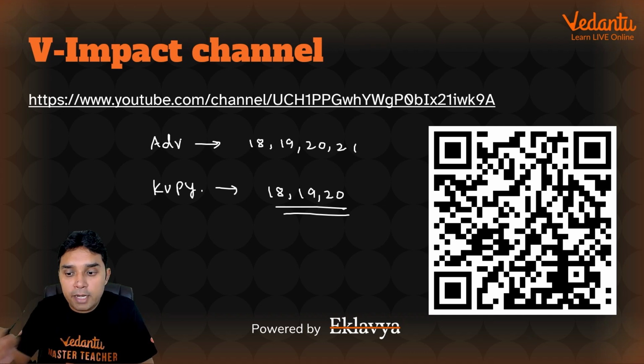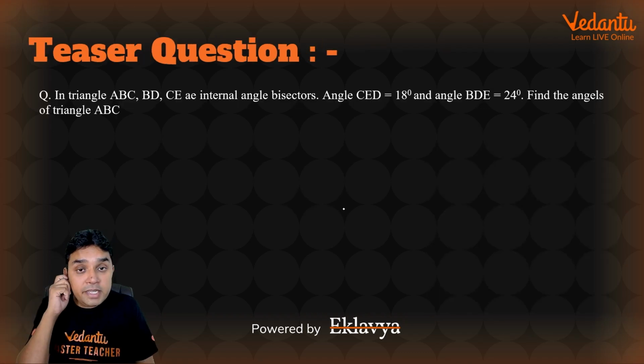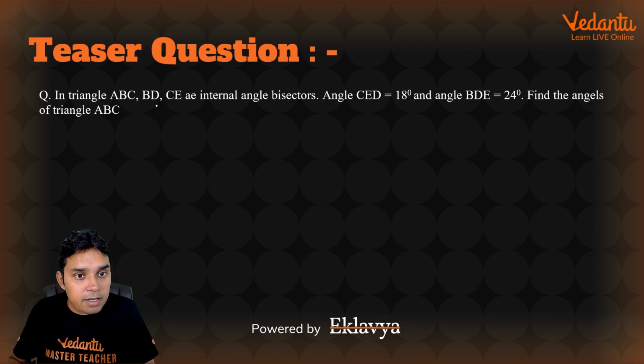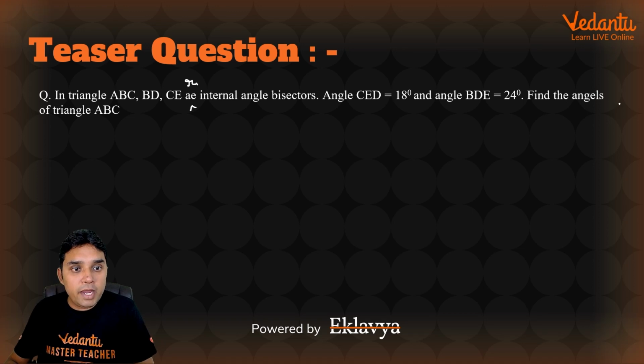So please explore that. Now coming to the teaser question. So what is the teaser question for this session? It is in a triangle ABC. You are given that BD and CE are internal angle bisectors, and angle CED is 18 degree and angle BDE is 24 degree. Then you have to find the angles of triangle ABC. So that is the teaser question for today's session.